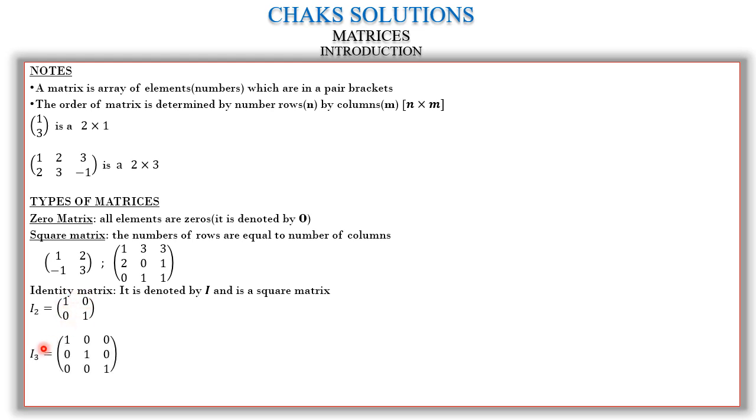Then we have this one, a 3 by 3 identity matrix. You can see from the top left corner, which is our leading diagonal, to the bottom right corner, the elements are 1, and the other remaining elements are 0. So that's a 3 by 3 identity matrix. That is what is very important in this introduction.